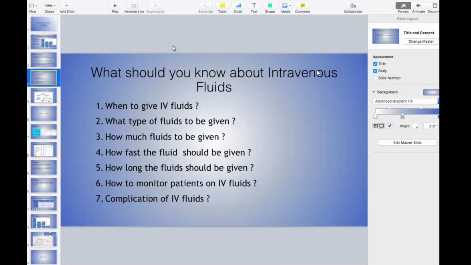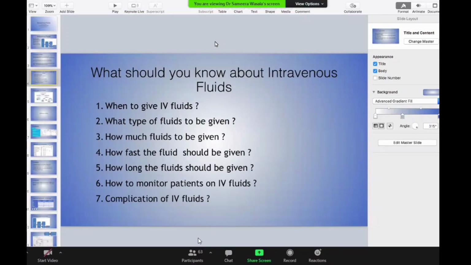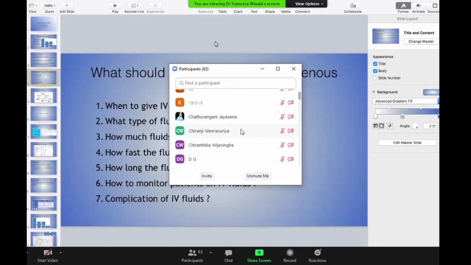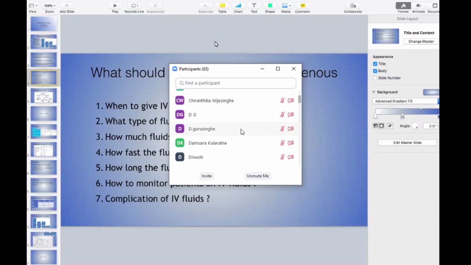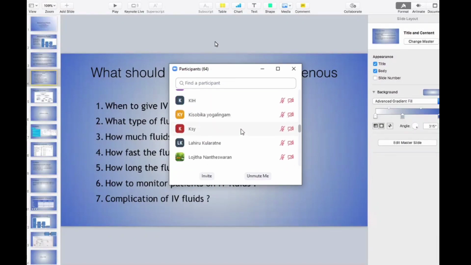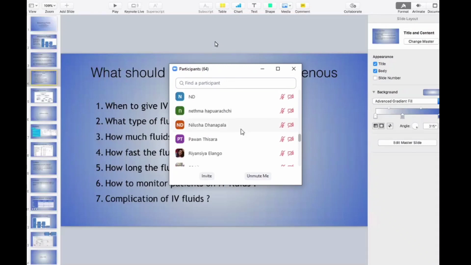So what you are going to learn is that these are your objectives. Now you have mentioned all. So when to give IV fluids? Am I going to start the IV fluids now? Do I have to wait? What is the type of fluid you are going to give, how much fluid you have to give, how fast you have to give these fluids, and how long, how to monitor the patients on IV fluids, and what are the complications they can develop. So if those patients come, if you want to think about the fluid management of this patient, you have to answer these questions.